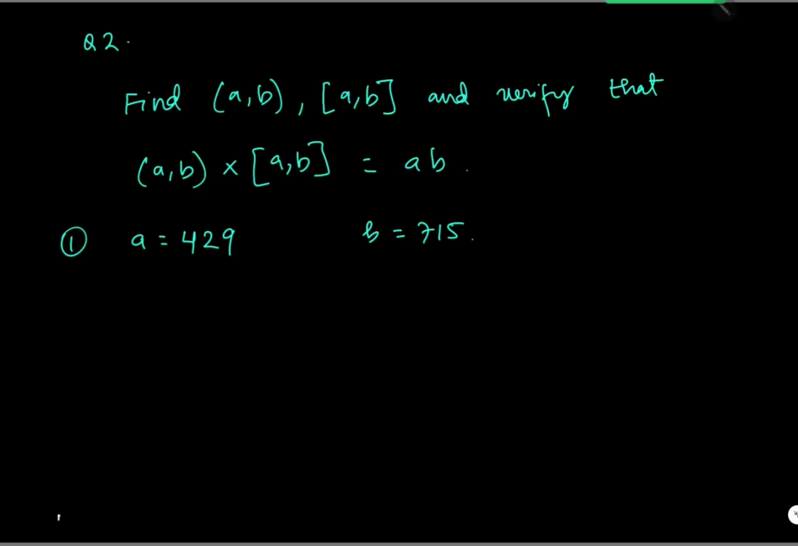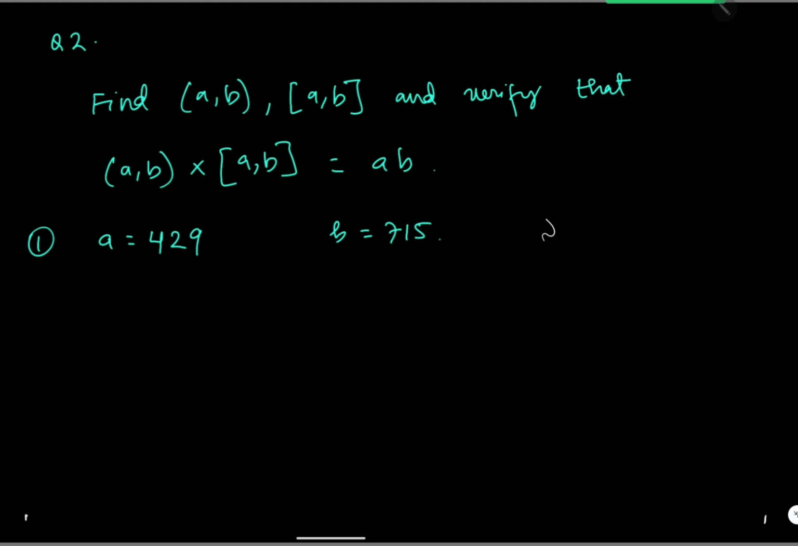Moving on to question number 2. Find the HCF of A and B, the LCM of A and B, and verify that the product of HCF and LCM is equal to the product of the numbers. For Roman number 1, our first number is 429 and our second number is 715. The first thing that we will do is find the prime factorization of both the numbers.